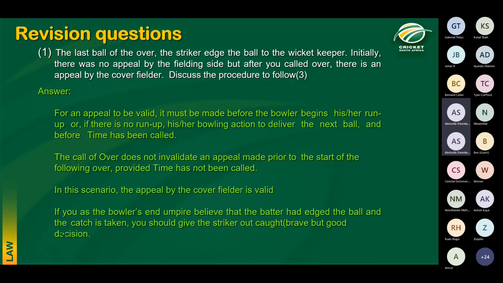So you as the umpire, because that appeal is still valid, if you believe that the batter has edged the ball and the catch was taken cleanly, you should give the striker out caught. So very brave decision, but a good decision. The law allows you; that appeal is still valid. You can still give the batter out. And if you do give the batter out, since this was the last ball of the over, the non-striker will face the first ball of the next over. So well done, Amrit.